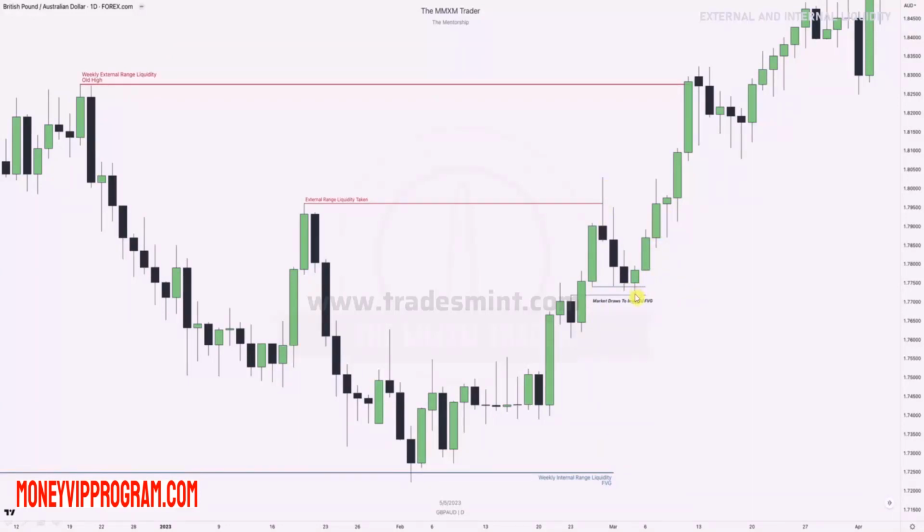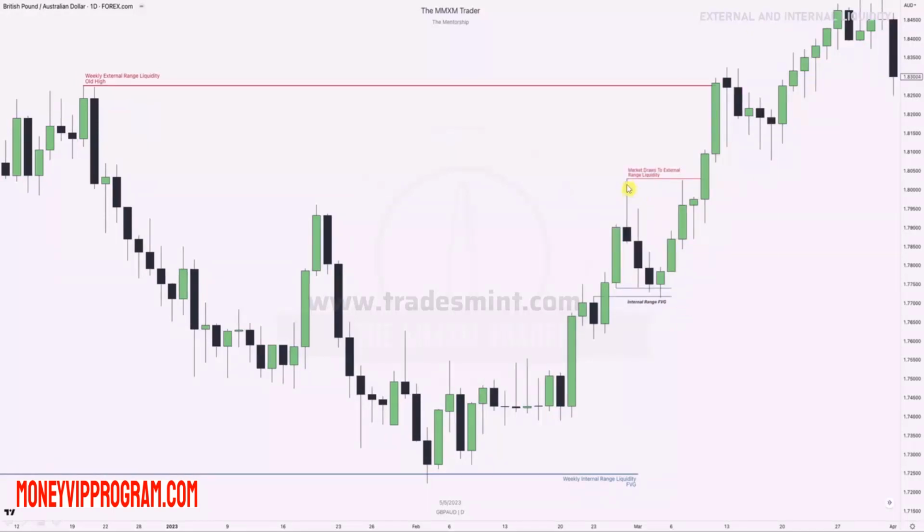Continues up again. Where are we gonna go after we take this internal range? Again, it's on repeat, right? External to internal to external to internal, and it keeps going and going. Again, external range liquidity over here after we take that internal range. So we went from this internal on a higher time frame, right? That weekly internal range liquidity as the fair value gap, and now we're on a daily chart and we can see day after day we're looking for external to internal to external to internal.